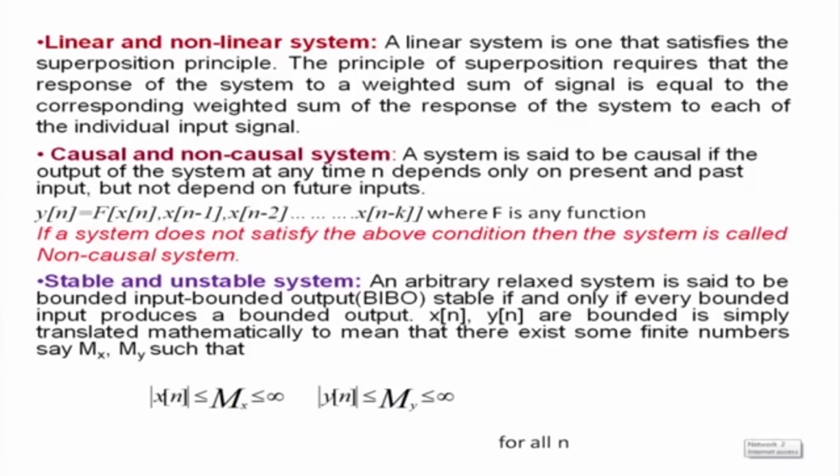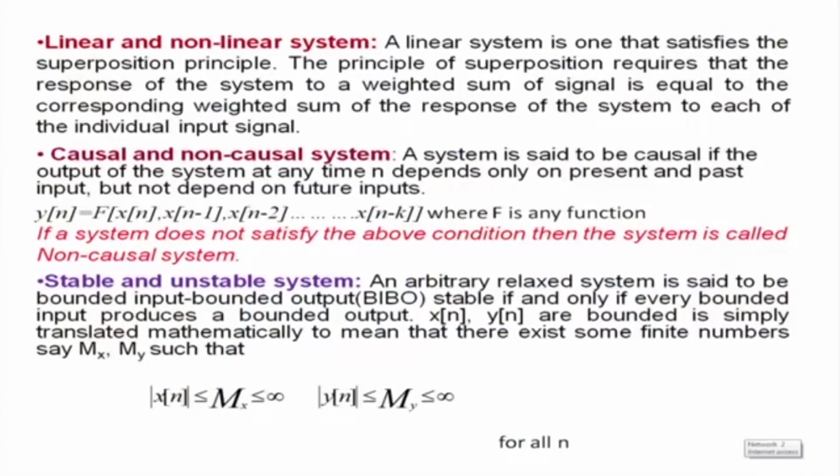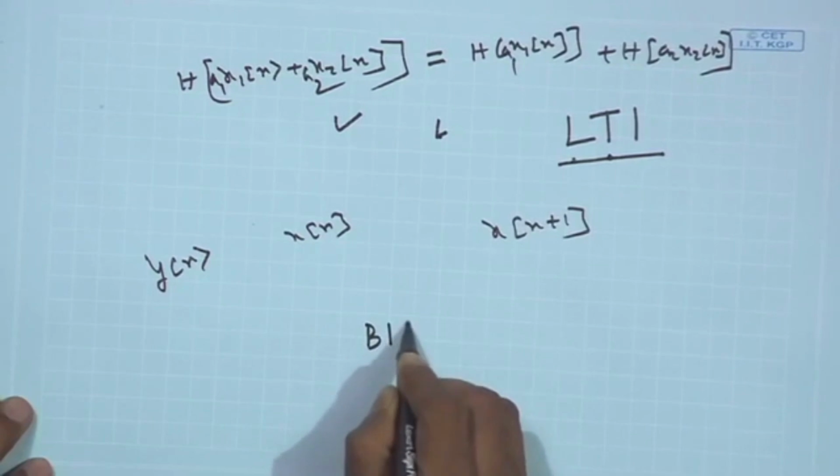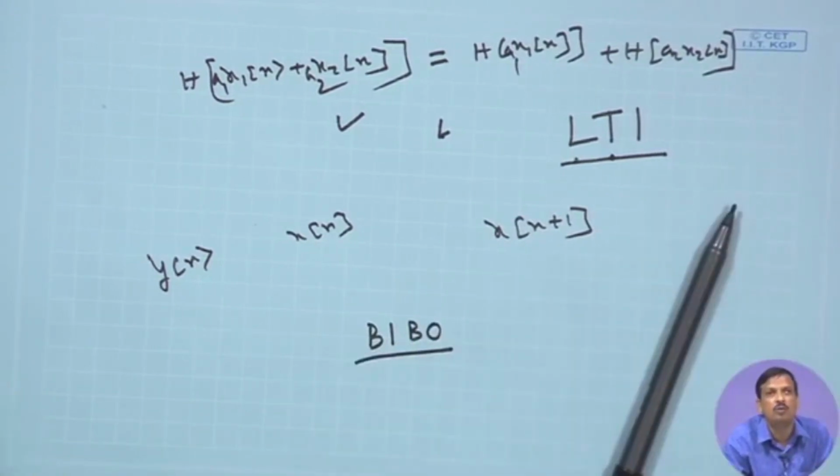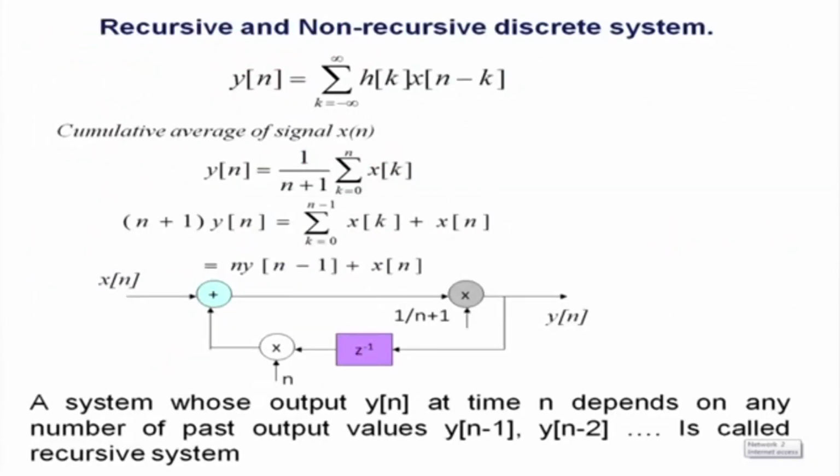Then stable system, unstable system. What is stability? If I apply a bounded input to the system, it should produce a bounded output. If the system produces a bounded output for a bounded input, then I call the system a stable system. BIBO: bounded input, bounded output. Okay. Then stable and unstable system.